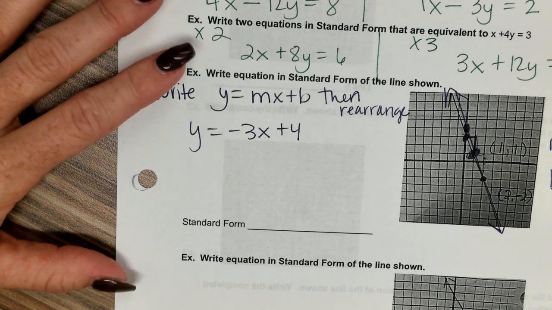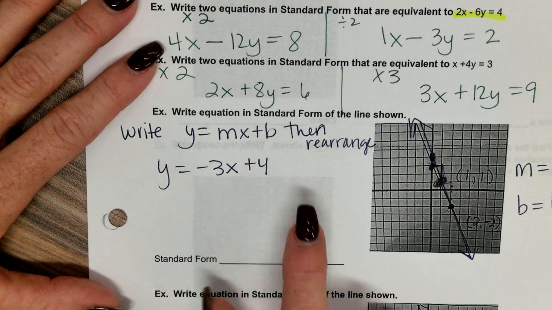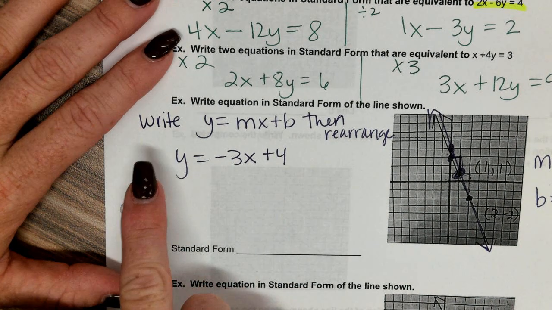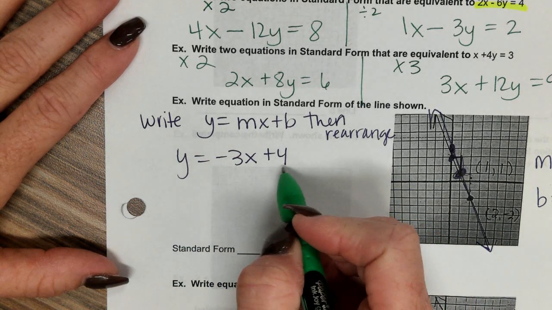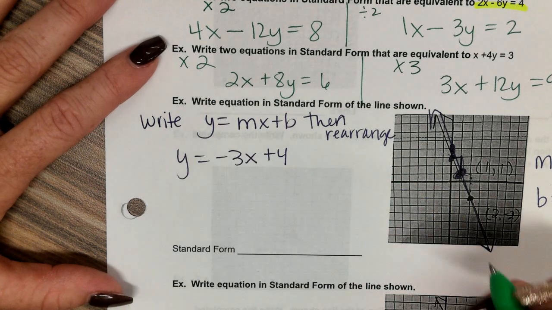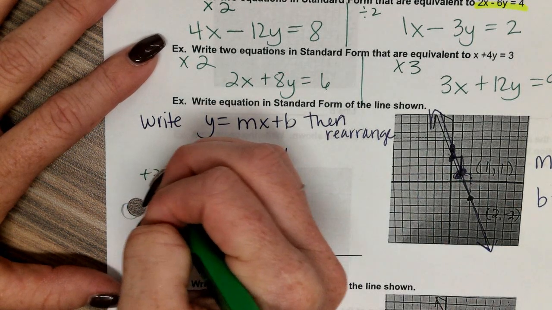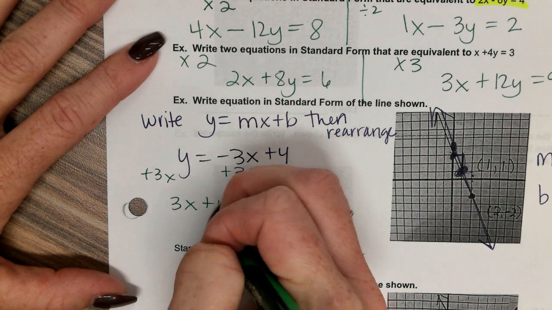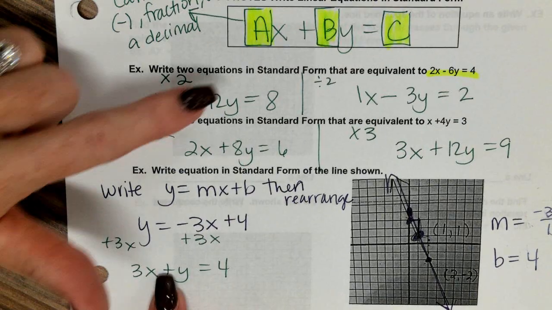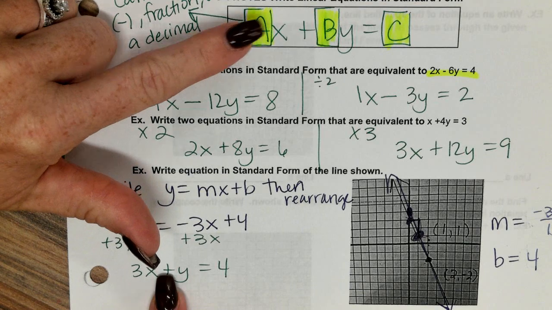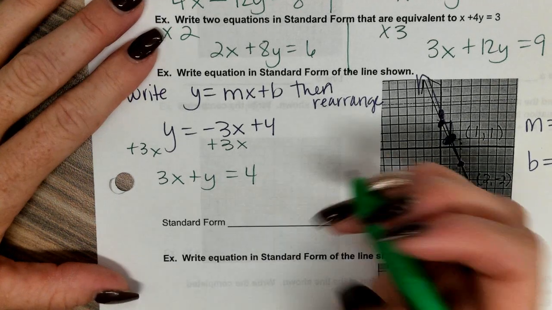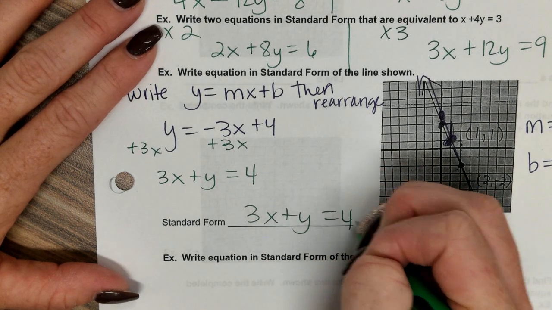Now, what are we going to do to write it in standard form? Rearrange it. So now I want the x and the y on the left and the constant by itself on the right. So how would I move this -3x to the left? Okay, so I have 3x plus y equals 4. Is that in standard form? Yes. Is the number in the A spot a negative, a fraction, or a decimal? No, so it's good to go. 3x plus y equals 4.